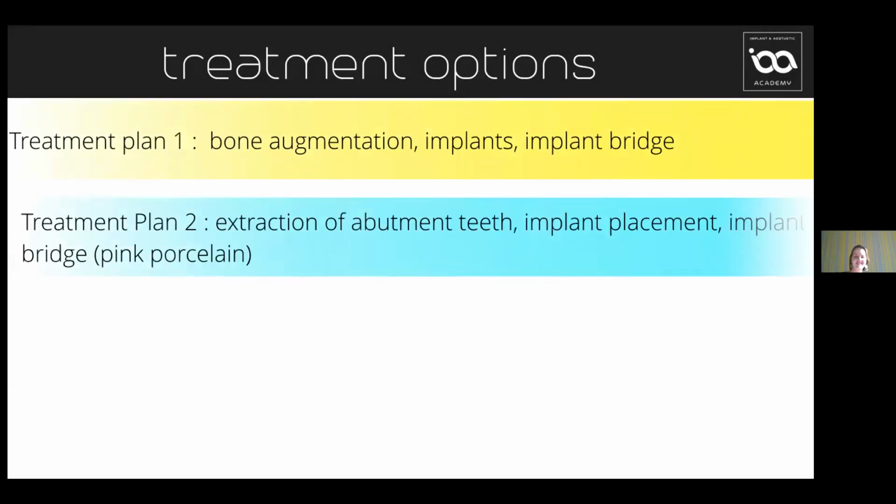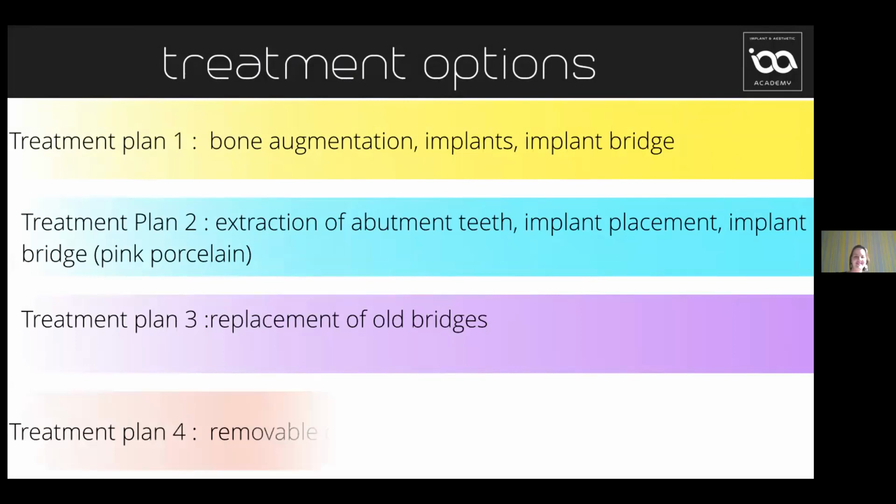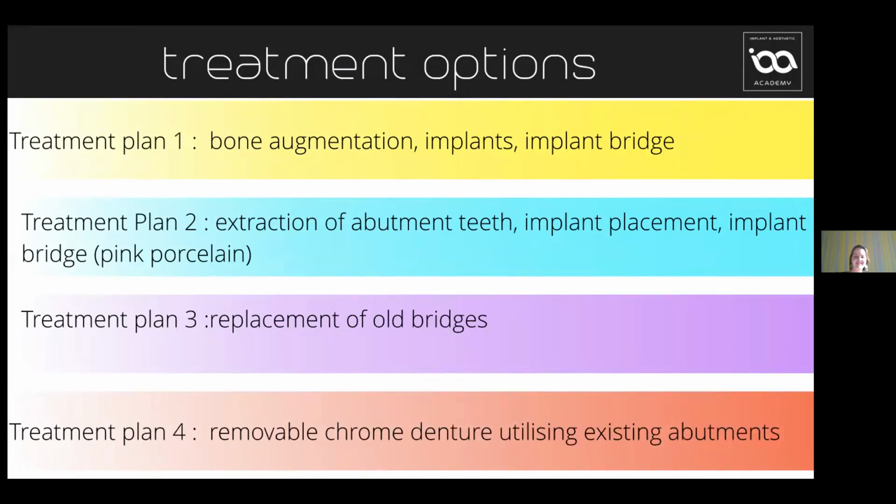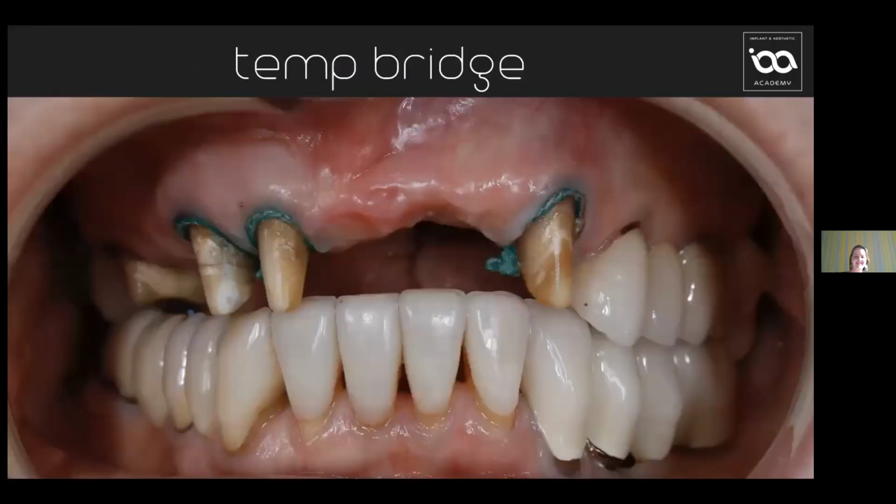So in fact, we chose to replace the bridges. So the first task was to remove them, and bear in mind that these bridges, we chose to remove two of the three bridges because the three unit bridge was relatively stable. I wanted to assess the condition of the teeth, in other words, what was left underneath there. We used the CBCT to assess the endodontic situations.